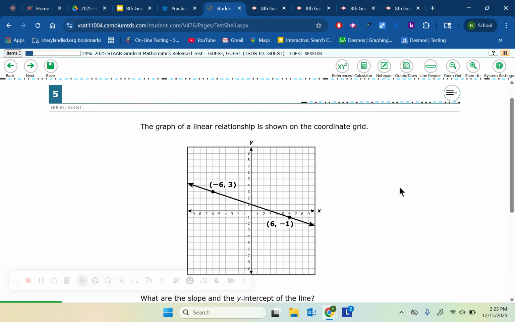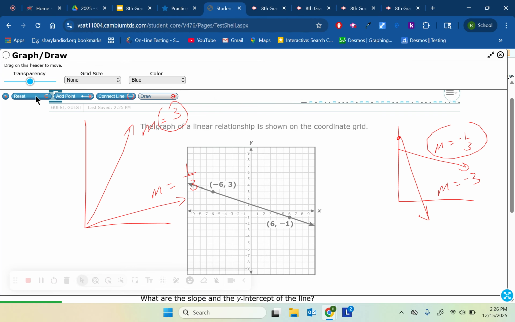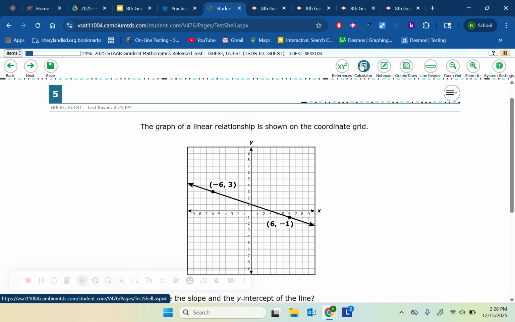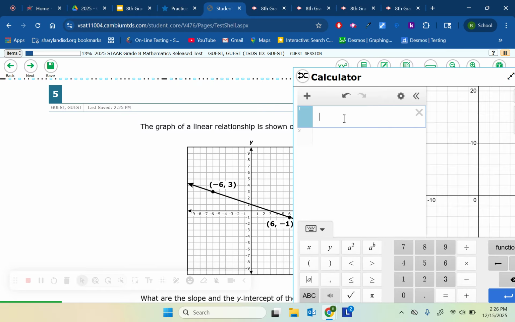You could also, if you know mx plus b, just type in a slope of -1/3 and a y-intercept of 1 on your calculator as y equals -1/3 x plus 1, and you graph it. And you would go, okay, y equals -1 divided by 3, x plus 1.